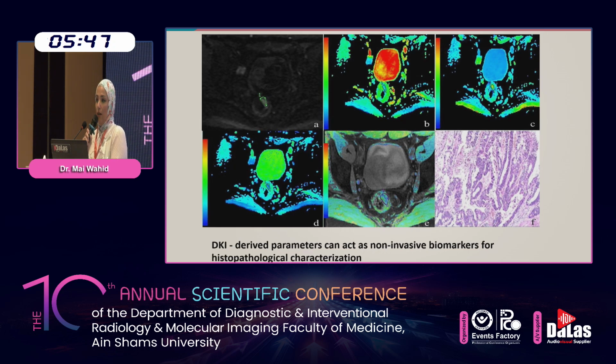We also have the DKI, diffusion kurtosis imaging. It's an advanced MR technique. Its parameters can act as non-invasive biomarkers for histopathological characterization. It provides more precise information than the conventional diffusion imaging. It evaluates the tumor aggressiveness, predicts response to neoadjuvant therapy, and assesses the tumor heterogeneity by giving parameters as shown here, reflecting the tissue complexity beyond the Gaussian model of the conventional diffusion. Think of it that the conventional diffusion imaging shows the water molecules movement in between the tissue, while here it shows inside the cell.